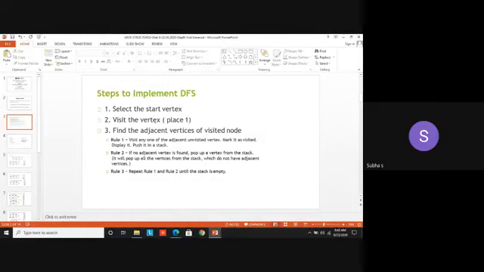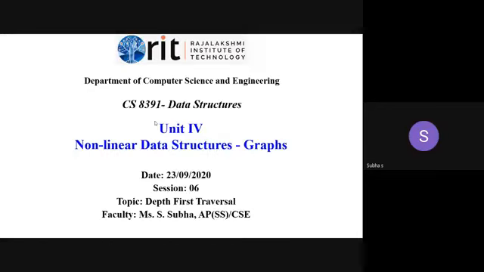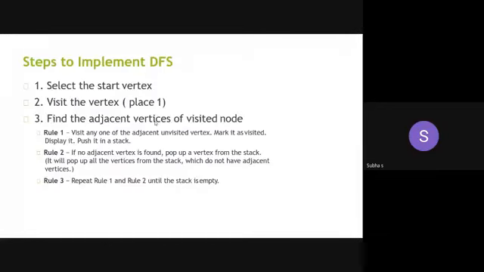Then you have to place it onto the stack. Suppose there is no adjacent vertex, then you have to pop the vertex from the stack. In BFS, what we have done is dequeuing the element from the queue. Here, similarly, you are deleting. Deleting means what? Pop up. So popping the vertex from the stack.